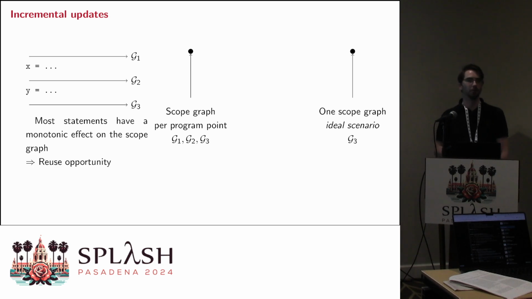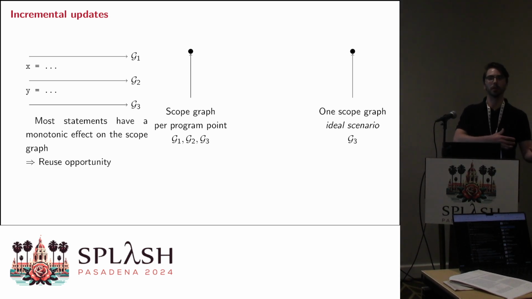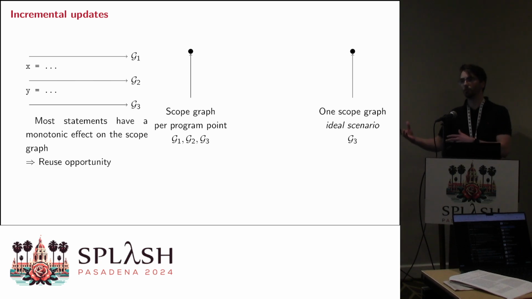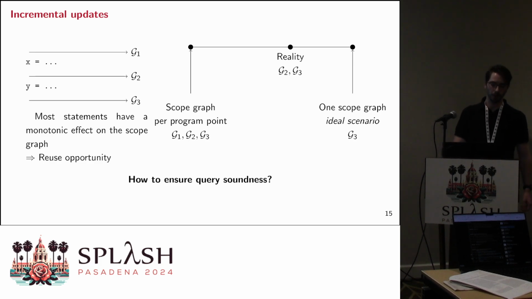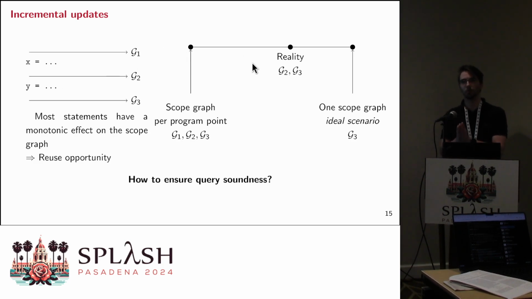This also is nice when, for example, a user changes something in the program. We don't have to reinterpret the whole program. We can maybe do some modifications on that single scope graph. However, reality is somewhere in between, where most statements have a monotonic effect, but not all. Think, for example, here the y might do a function call, and the function call changes the fields on an object by, for example, removing a field. So that is not a monotonic effect. So we need to keep some around, but sometimes we can collapse multiple scope graphs together.